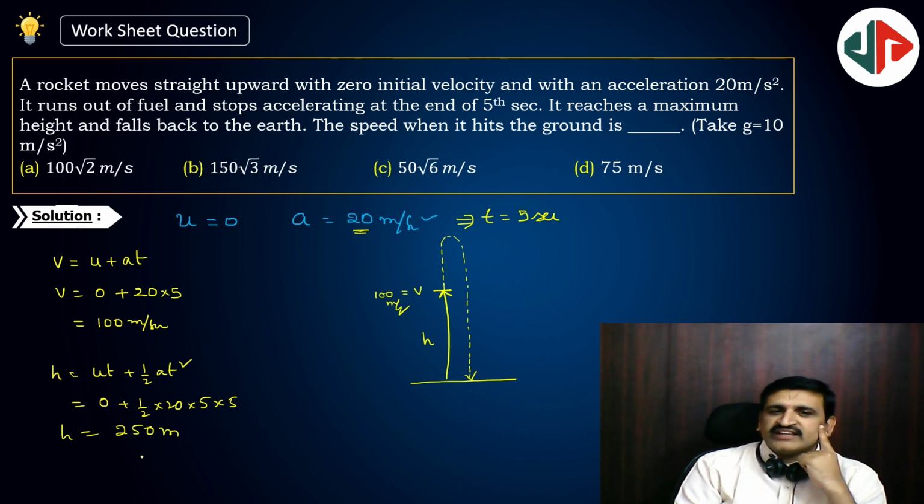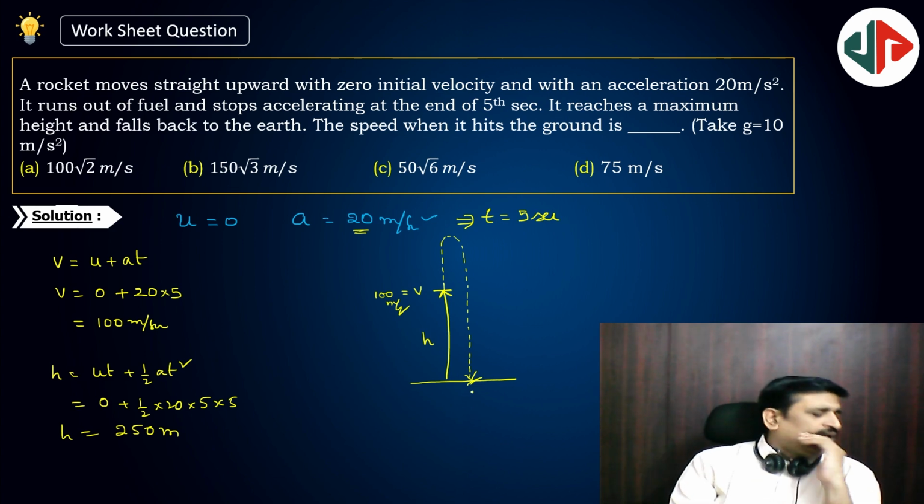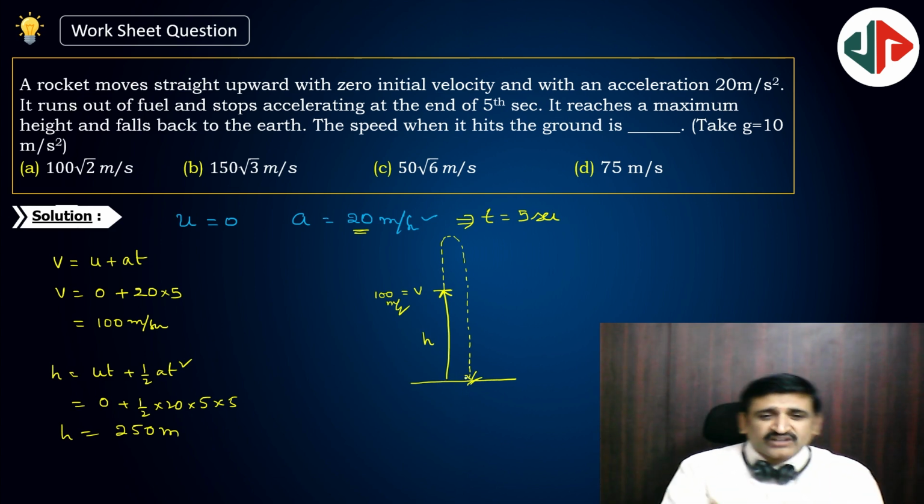Now you can feel like this: at a height of 250 meters, a body is thrown up with 100 meters per second. Then at what time it will come down, that time you can calculate. And with which velocity it reaches the ground, that also can be calculated. Further, how much height is it going to move? That h is equal to the further height.